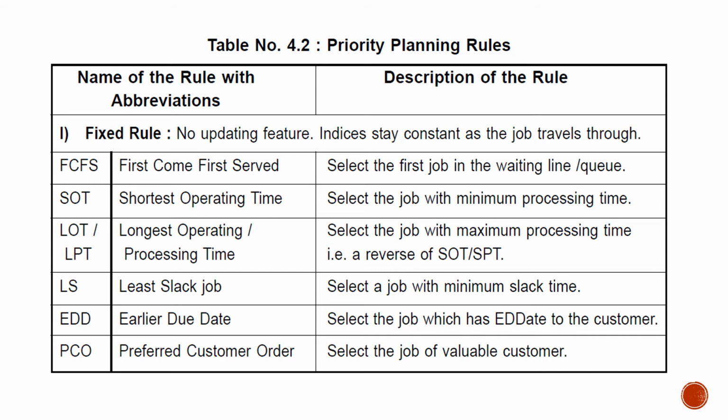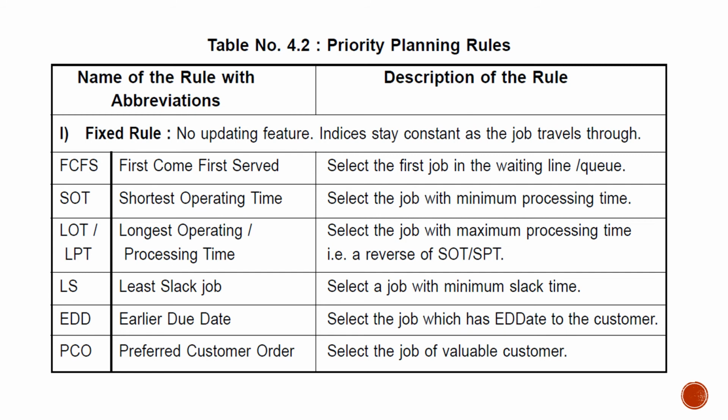SOT, that is shortest operating time, where you select the job with minimum processing time, which needs minimum processing time, first. Then longest operating or longest processing time, so the job which has maximum processing time. Then LS, least slack job. Select a job with minimum slack time. Slack time means idle time. So whichever job has a minimum idle time, you select that.